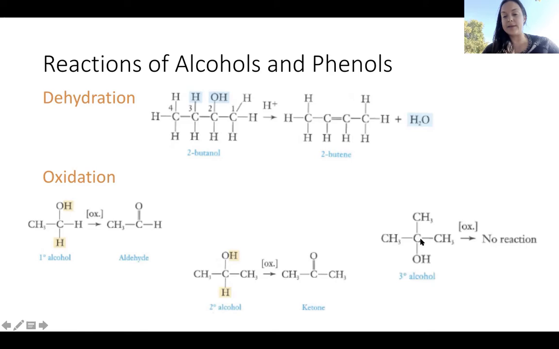Here, this is a tertiary alcohol. Again, the OH group's attached to this carbon. That carbon's attached to 1, 2, 3 carbon molecules. And when you oxidize this, you actually get no reaction, right? There isn't a hydrogen to pull off. And so tertiary alcohols do not undergo oxidation. So oxidation of an alcohol, if it's primary, you get an aldehyde. Secondary, you get a ketone. Tertiary, no reaction.